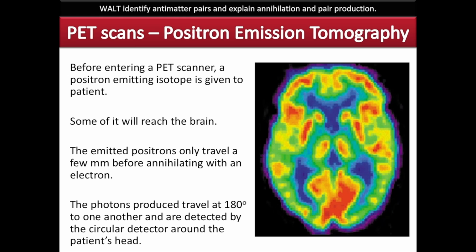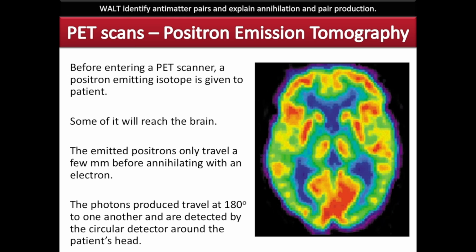Now, one application of antimatter is actually medical. You may have heard of MRI scanners, CT scanners, but there's another one called a PET scanner, which is called a positron emission tomography. This uses the positron, which is emitted by a radioisotope injected into the patient before the scan takes place. These positrons pass through the tissue, and then they will interact with electrons, causing annihilation and energy to be released in the form of photons.